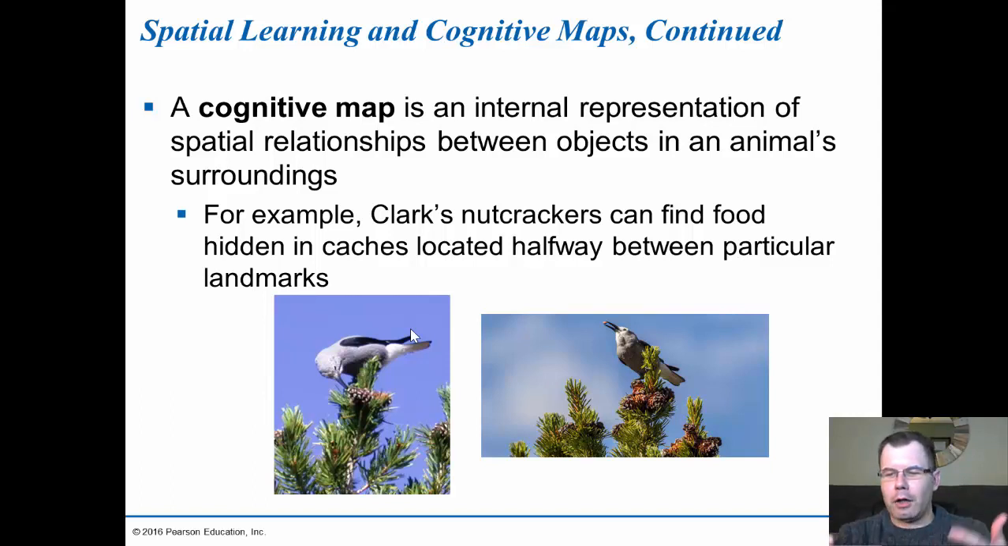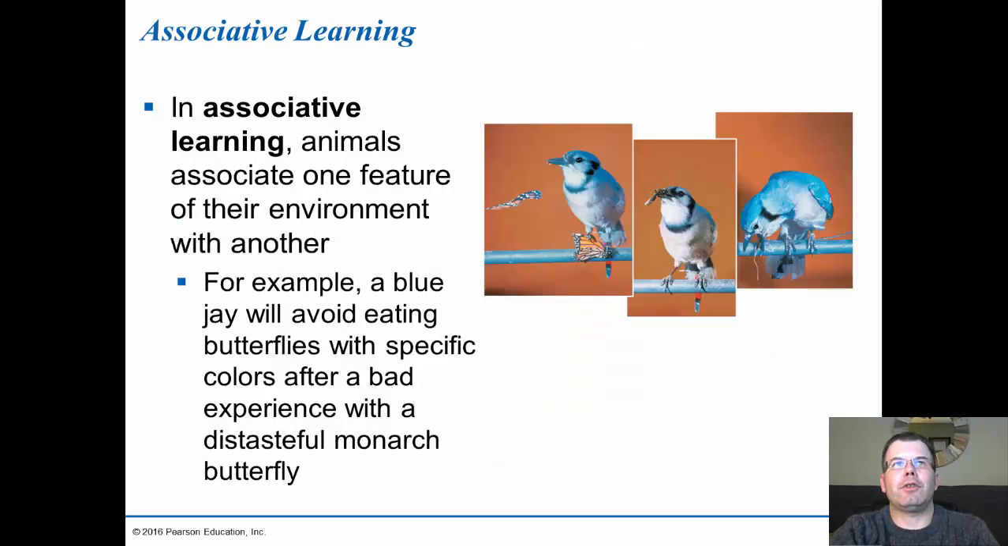Another type of learned behavior is where they can learn to see where things are based on locations that they've seen over and over again around their nest. And so that's kind of interesting.